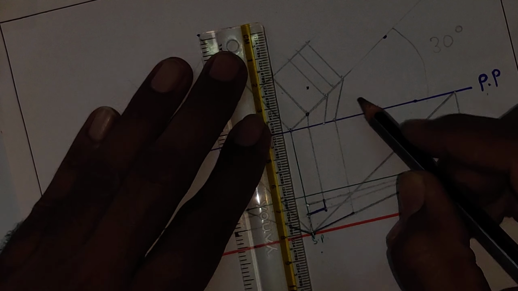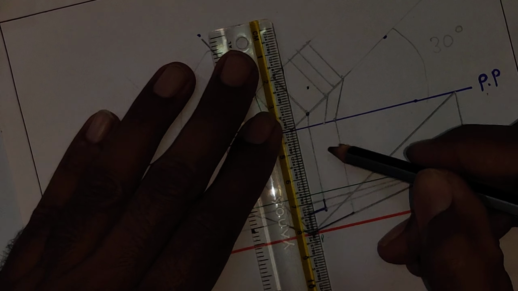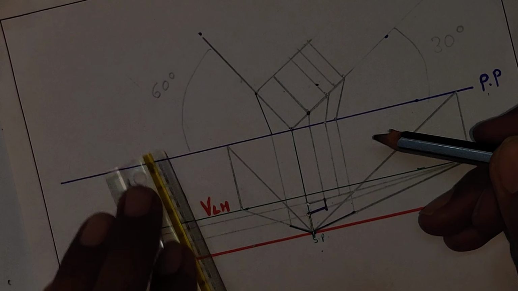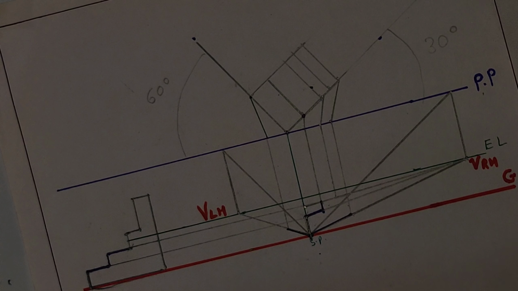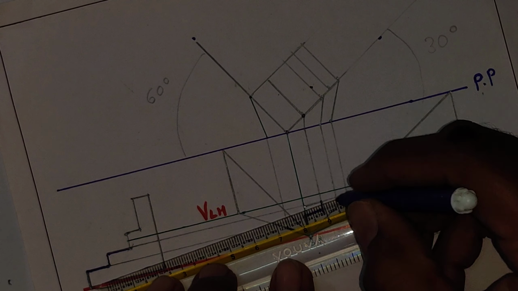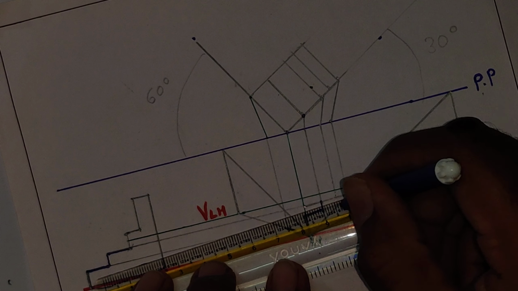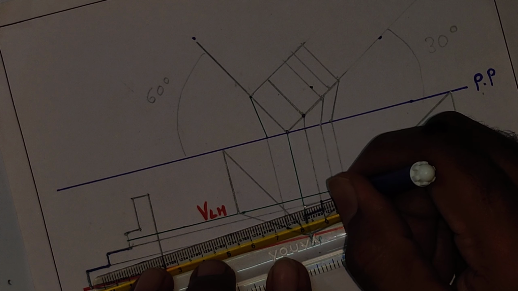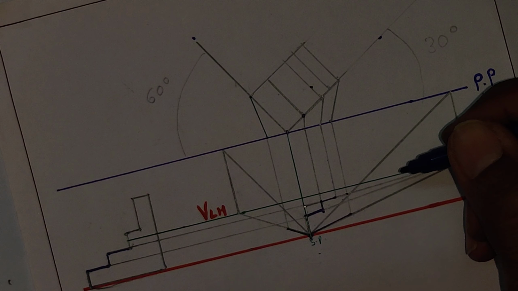So again we'll project or join that point to station point, right? Draw straight vertical line, right? So this is our next line.